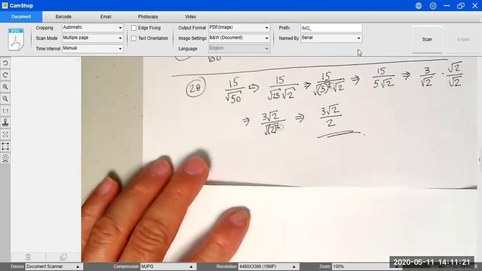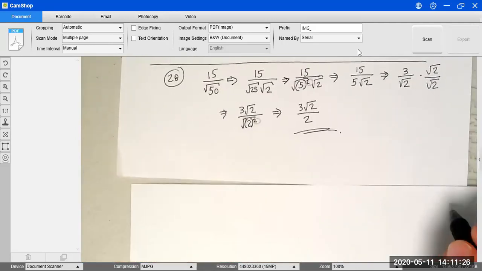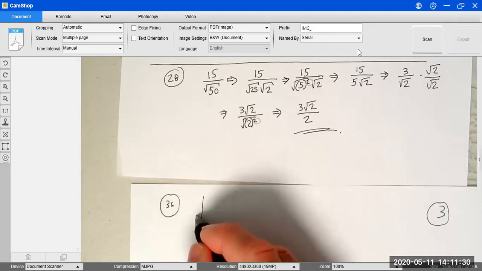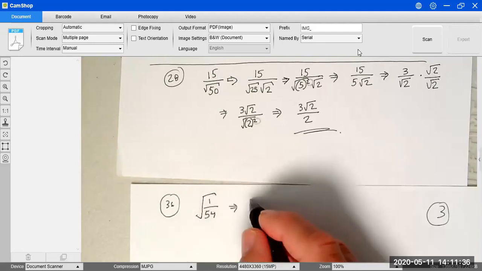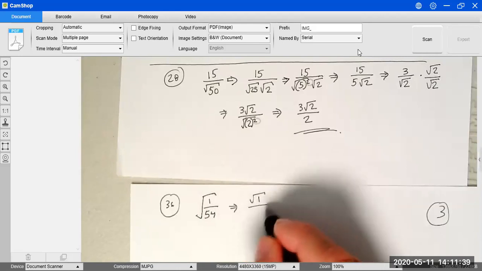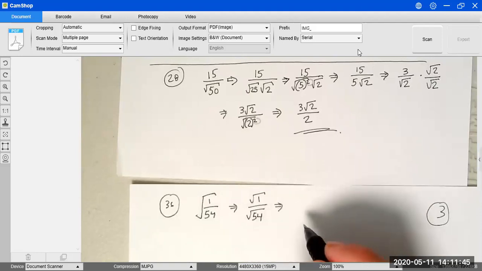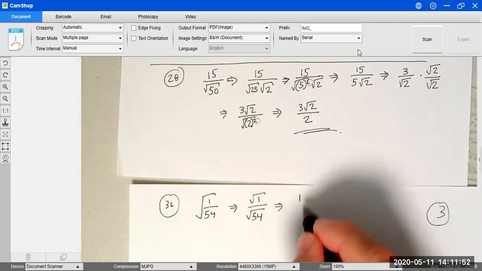Now problem 36. Problem 36 is just the square root of 1 over 54. First we're going to break this huge radical into radicals, one for the numerator and the other for the denominator. Then we're going to break the radical in the denominator in the same way that we did before. So here, the square root of 1 is just 1.